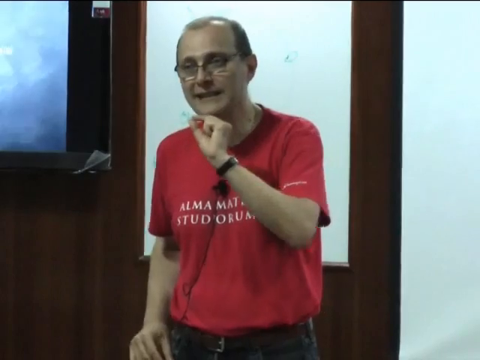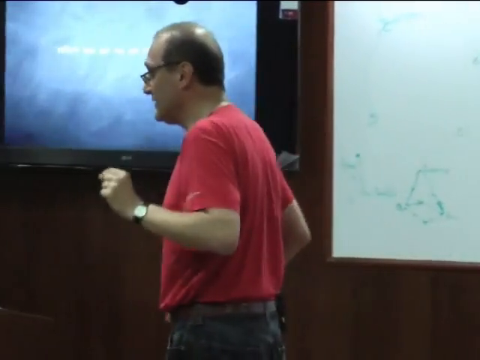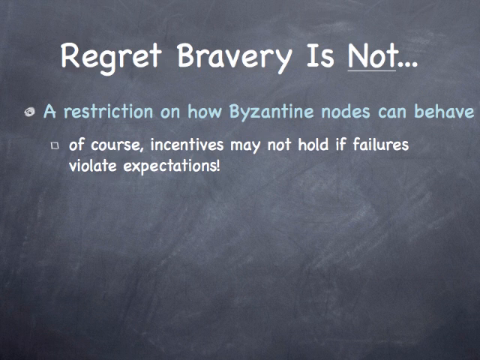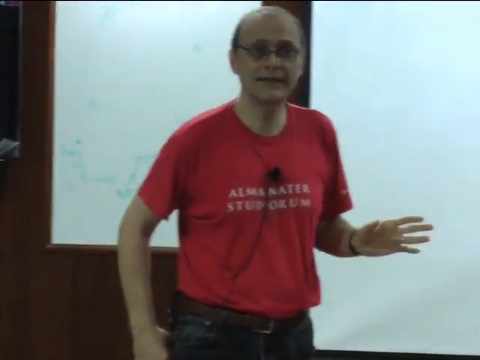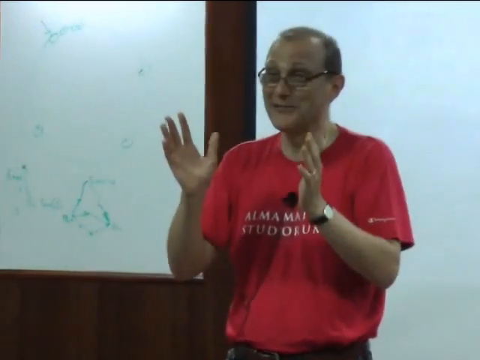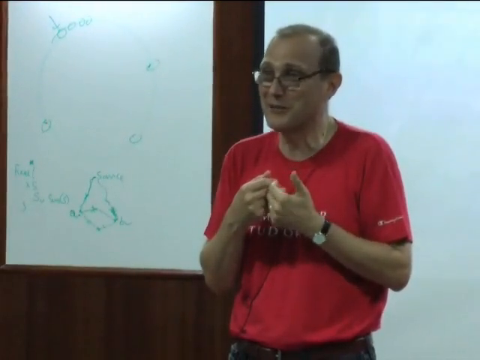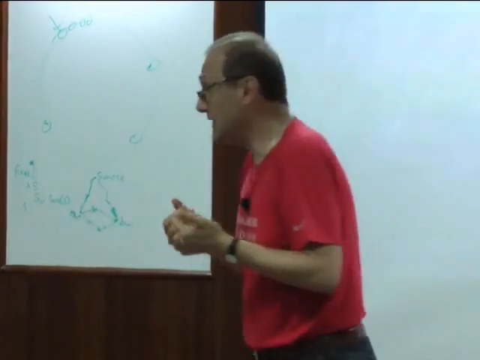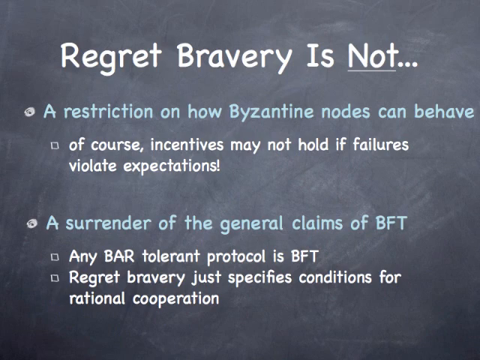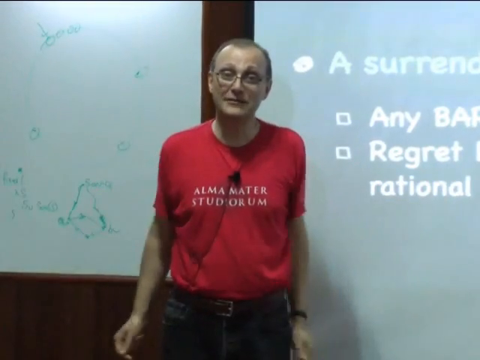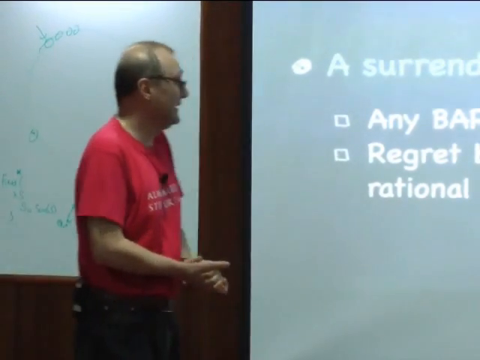One thing that I want to make clear is that in doing so, we are not somehow restricting how Byzantine nodes behave. Right? Byzantine nodes will do whatever they want to do. We have a model of them. Doesn't mean that they are bound to do what our model says they're going to do. Again, we are going to try to maximize our response given a certain model. And if the real world violates our expectation, then our incentives may not be there. At the end, we may find that we are not regret-free.